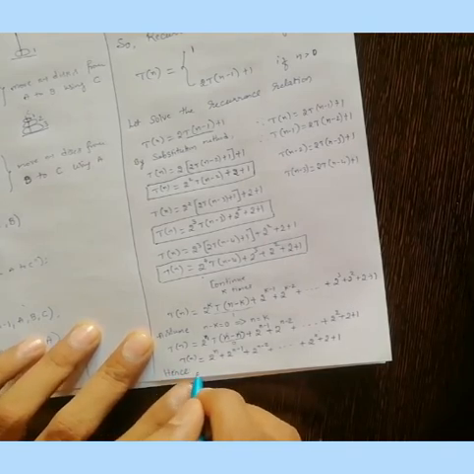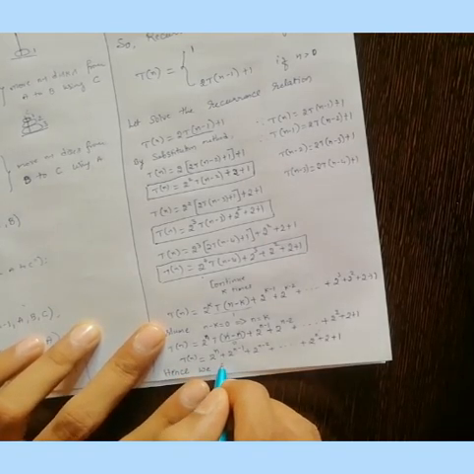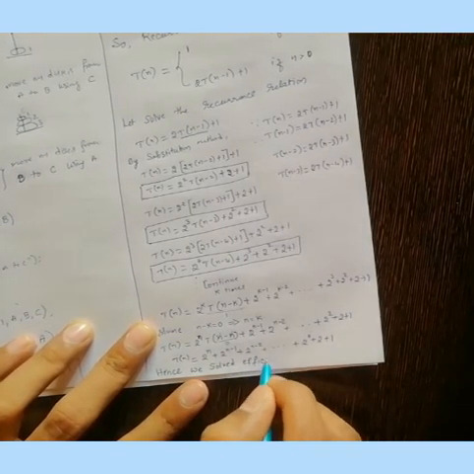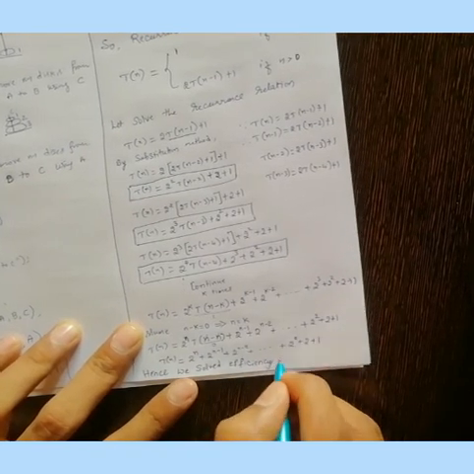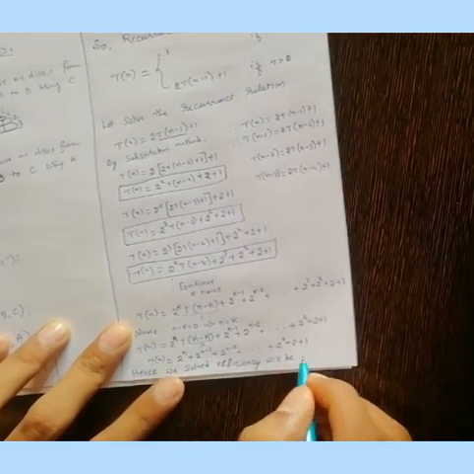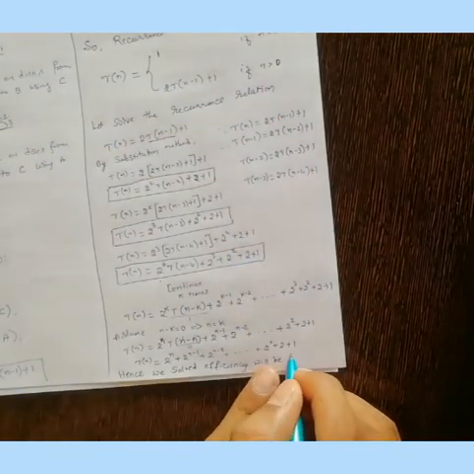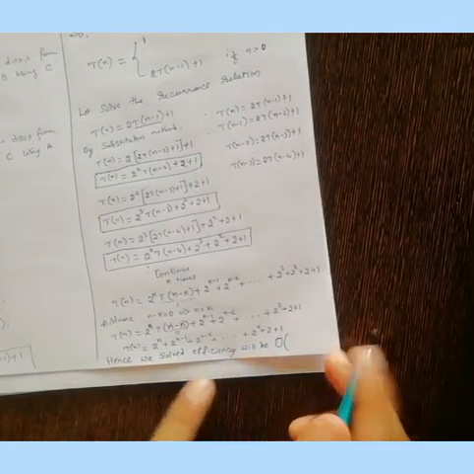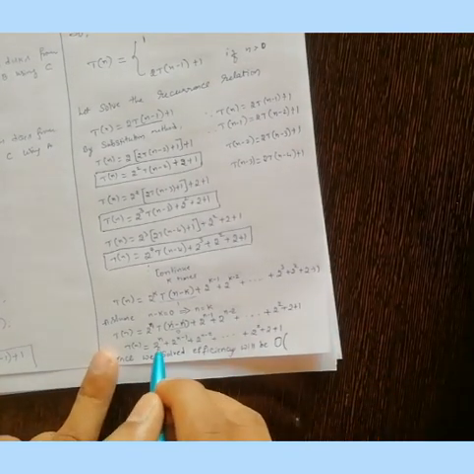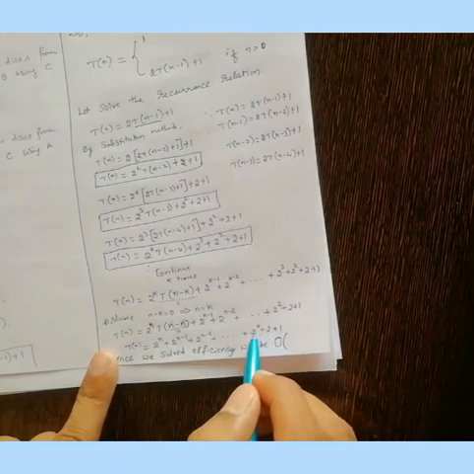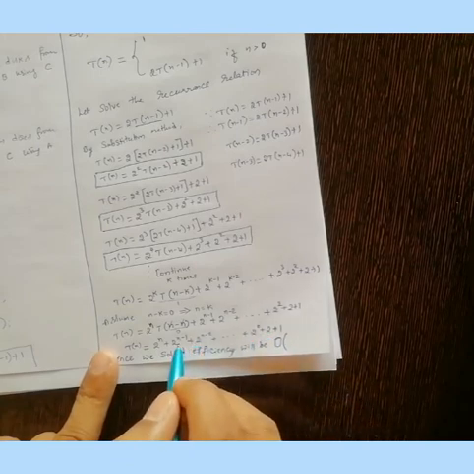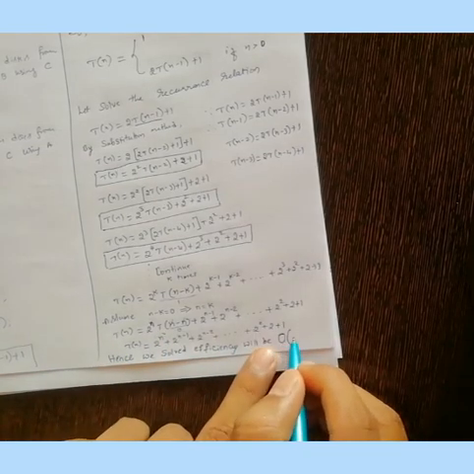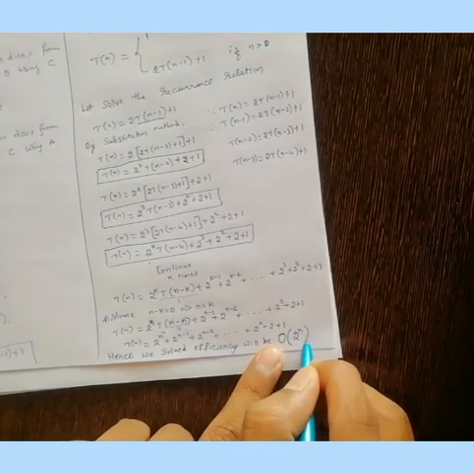Hence we solved it. The efficiency will be in the order of big O or theta. You can take any one. Big O of, what is the highest degree here we are having? 2 power 0, 2 power 1, 2 power 2, 2 power 3, 2 power n minus 2, 2 power n minus 1, and what is the highest one? 2 power n. So your efficiency will be big O of 2 power n.